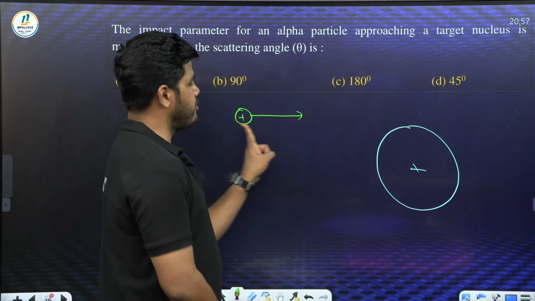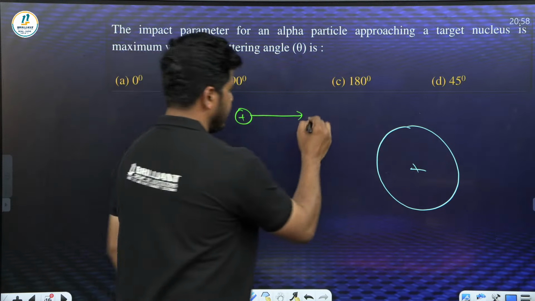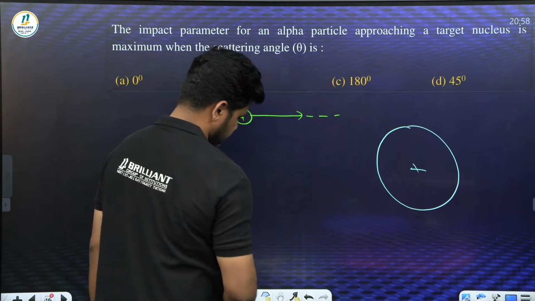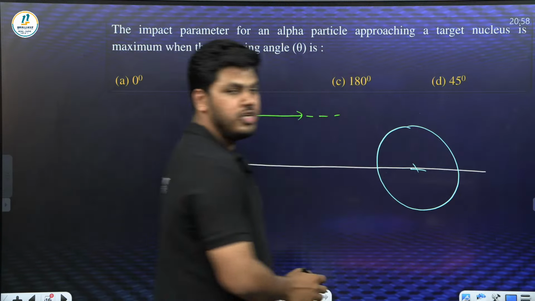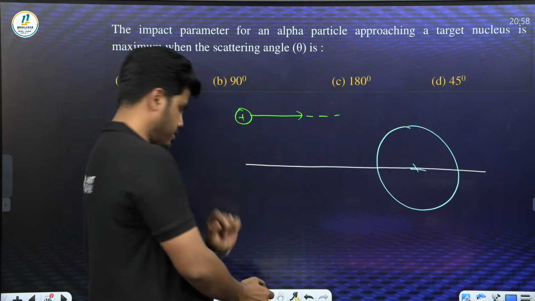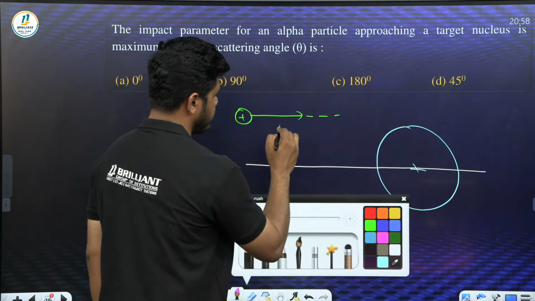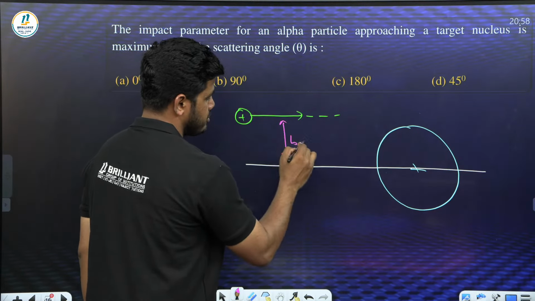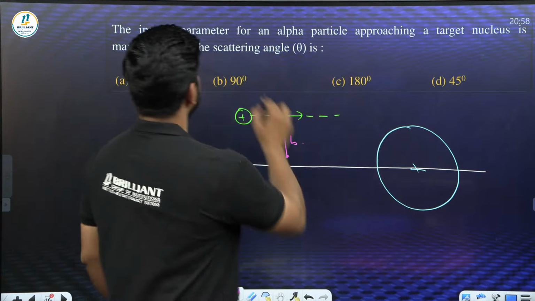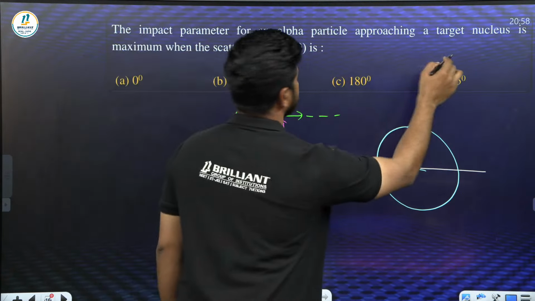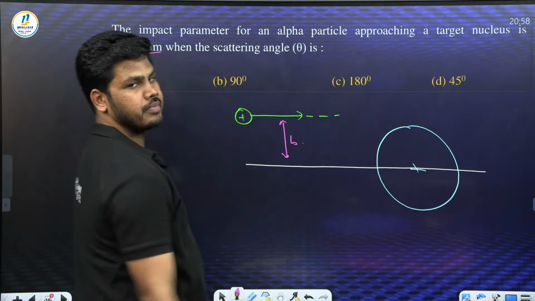So we send an alpha particle towards the gold foil, and this is the initial direction of the alpha particle. We have a straight line passing through the nucleus parallel to that line. Then the perpendicular distance between the two straight lines is called the impact parameter, we know. The question says the impact parameter of the alpha particle is maximum.